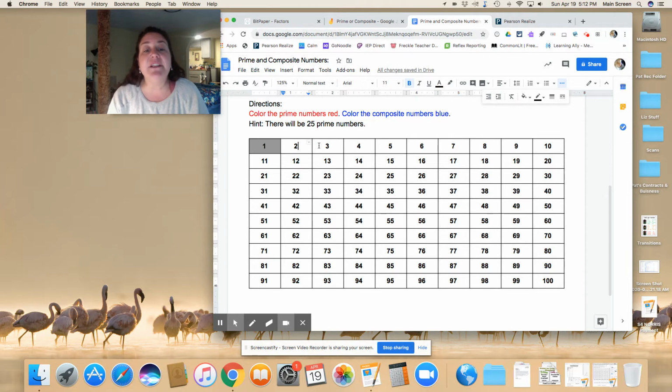So I've already told you guys that 2 is a prime number because only 1 and 2 go into that number. So I clicked right next to the 2, okay? That's what you're going to do in order to color this square in, okay?